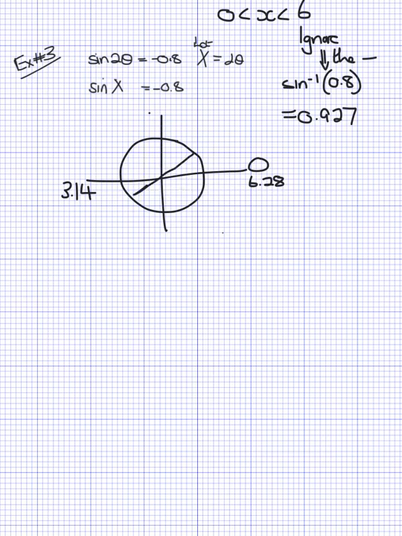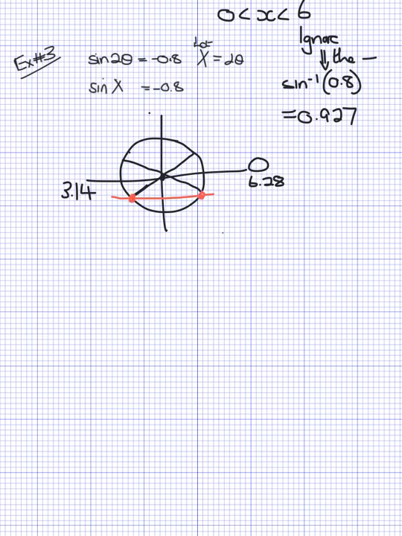We don't need to know exactly where, but we can just put it here, and then by symmetry we can draw in the rest of the angles. That should be going through 0. Now we've got sine of x equals negative 0.8. So that means sine is negative, so that means x lies in here somewhere. It must be either this one or that one.